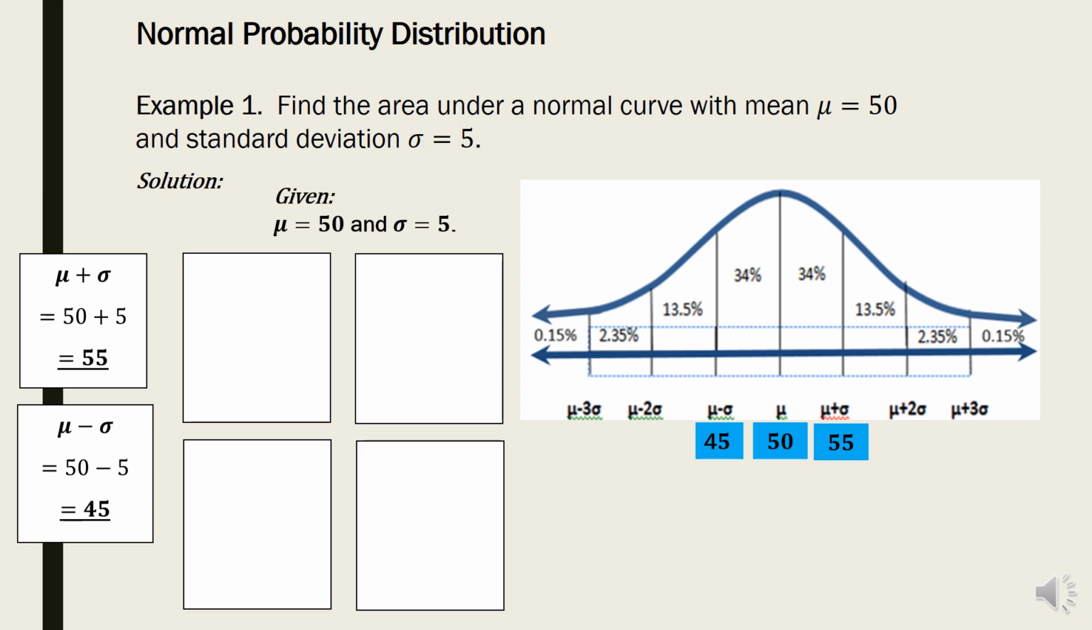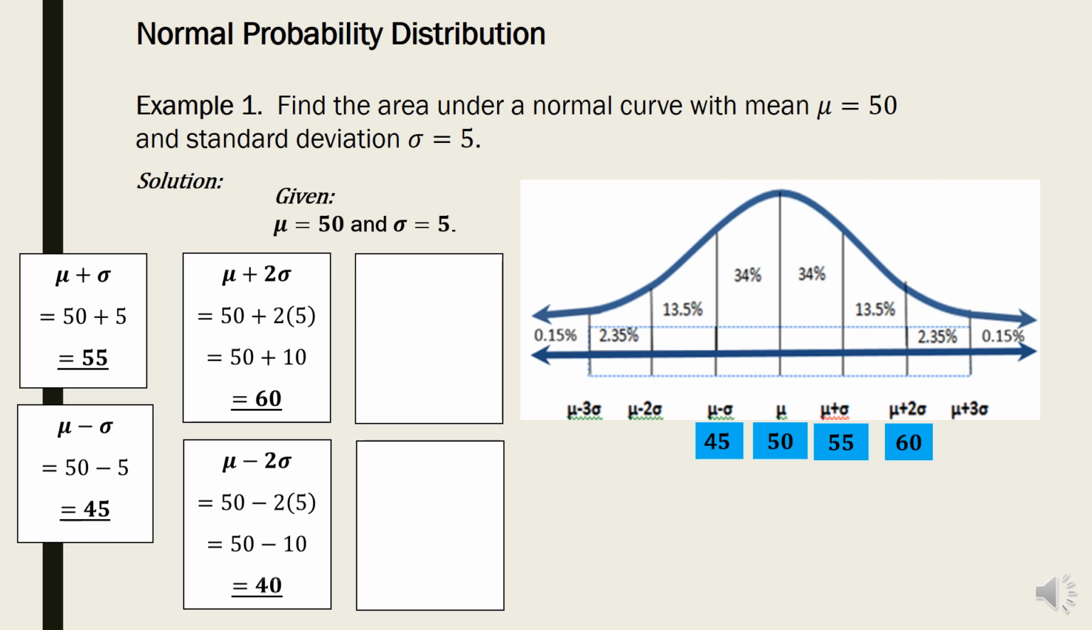Now let us proceed to two standard deviations about the mean. So let us start with the two standard deviations above the mean. Then substitute the values. So we have 50 plus 2 times 5. The result is 60. So we will write 60 as two standard deviations above the mean. And we have also two standard deviations below the mean. Then substitute the values, simplify, then the result is 40. So we have now 40 as our two standard deviations below the mean.